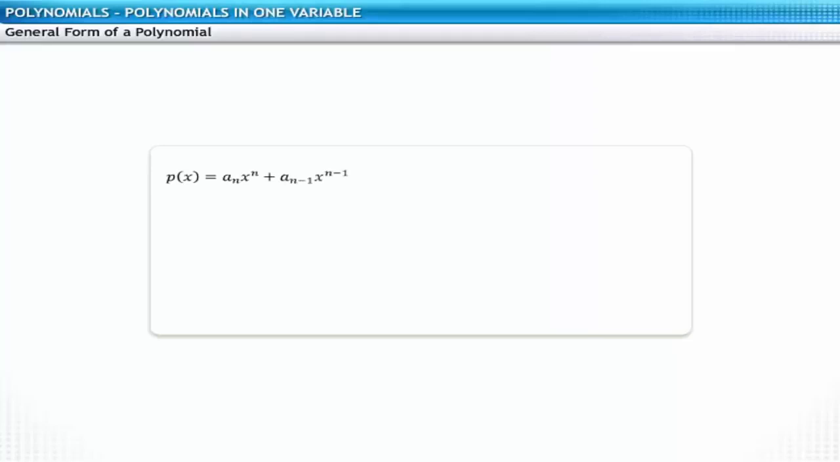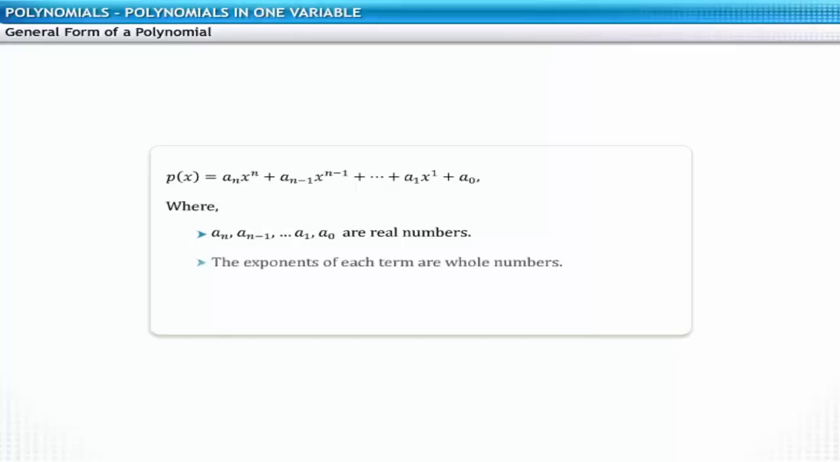The general form of a polynomial in one variable is p of x is equal to a_n x to the power of n plus a_(n-1) x to the power of n minus 1 plus and so on till a_0, where a_n, a_(n-1) and so on till a_0 are real numbers. The exponents of terms are whole numbers. n, the highest exponent, is the degree of the polynomial, where a_n is not equal to 0.